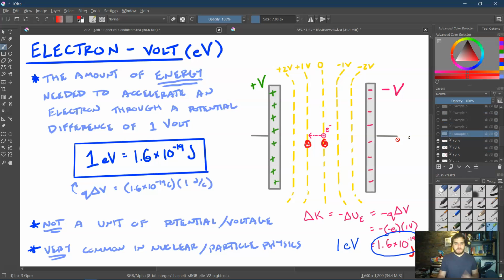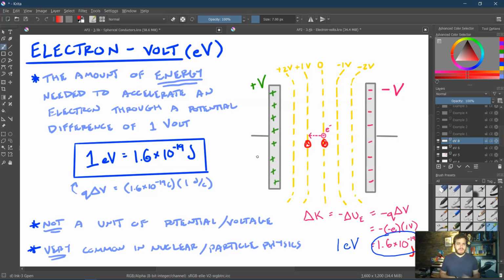Now, a couple things here. First off, electron volts are not units of electric potential or of voltage. And that can be confusing because the word volt is in electron volt, but electron volts are actually units of energy because it's a charge times volts, so times a potential. You multiply those together, we get an energy.